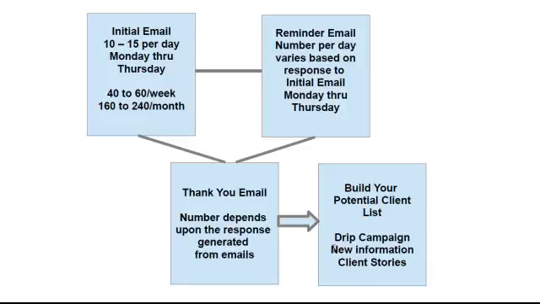Now, the reminder email is sent the following week. And we'll talk about this a little bit more as I go down through this presentation. But the first week, you start with 10 to 15 per day. Then when you go into the second week, what are you doing on Monday? You're sending an initial email to 10 to 15 people. And then you're sending a reminder email to last week's 10 to 15 that you sent on Monday. And in that second week on Tuesday, 10 to 15 new initial emails, and then you're sending a reminder email to the 10 to 15 that you sent the previous week.